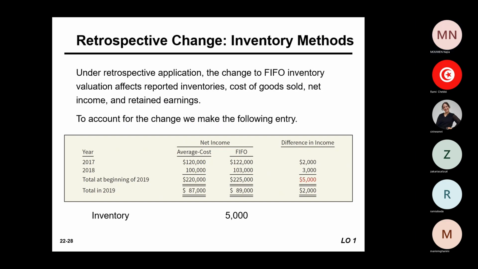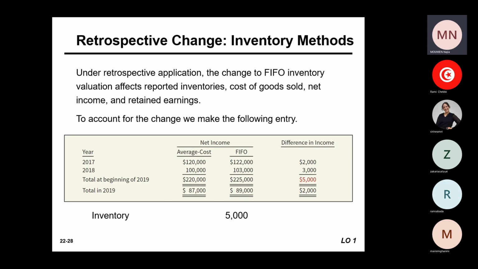Of course, if we were using the FIFO method, our valuation of ending inventory will be higher by 5,000. Because in the FIFO method, it is higher for the first year, 2017, and 2018, it's also higher by 3,000. So the aggregated effect is that my inventories would have been higher by 5,000 if we were using the FIFO method for both years of 2017 and 2018. So that's the aggregated or cumulative effect.